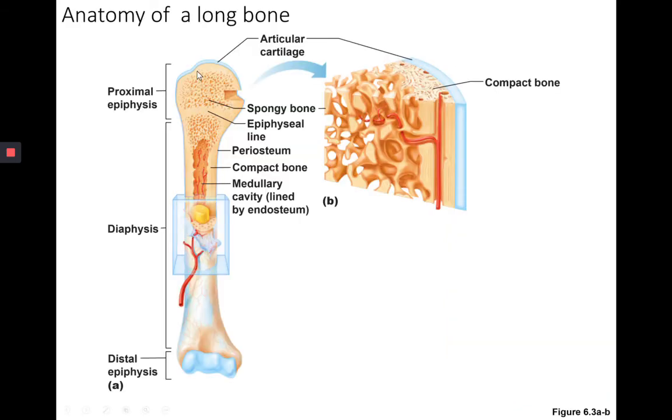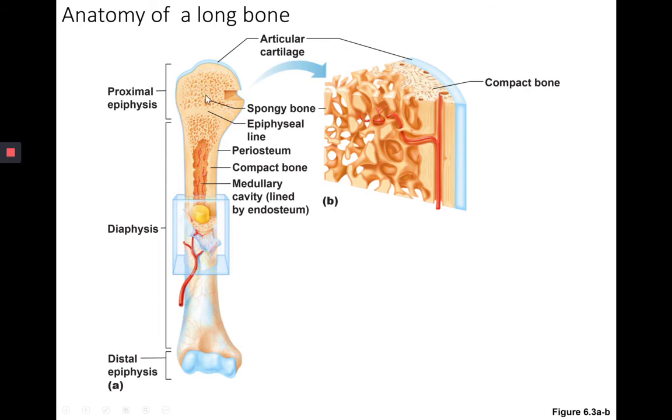So here we have the anatomy of a long bone. We can see at the ends of the long bone, we have the shiny articular cartilage, that's hyaline cartilage. You have a narrow shaft and two expanded ends. The shaft is the diaphysis. Then you have the epiphyses. This is the humerus, and the proximal epiphysis would be the closest to your shoulder joint, whereas the distal epiphysis is closer to your elbow. So they're using the terms proximal and distal correctly.